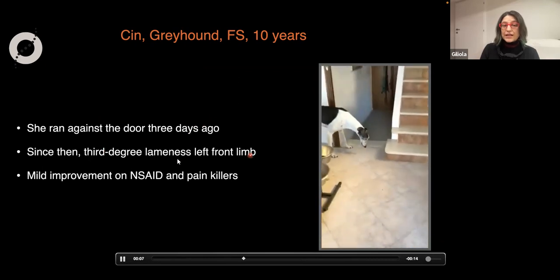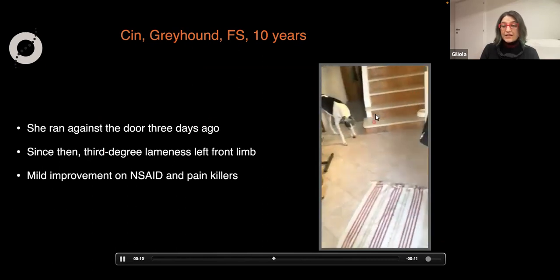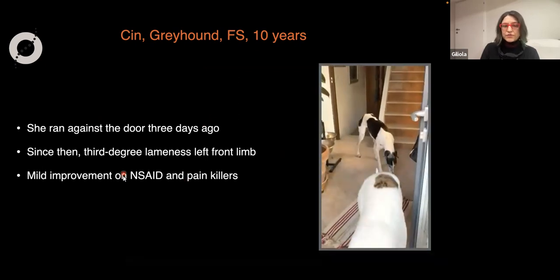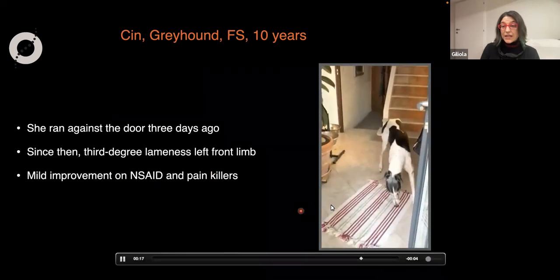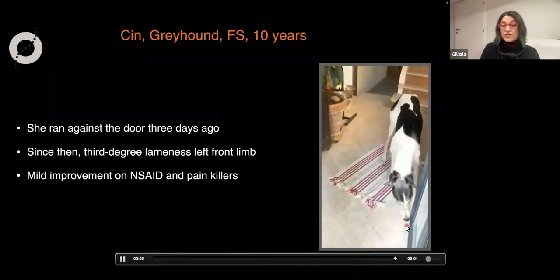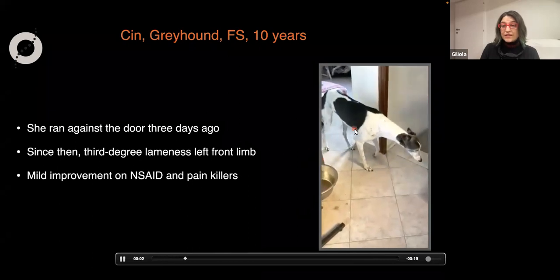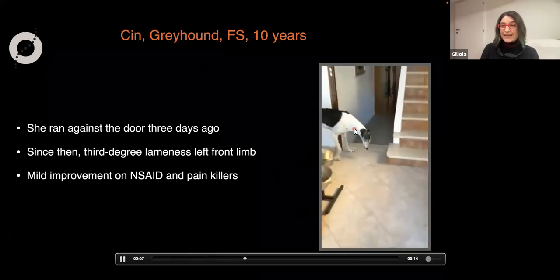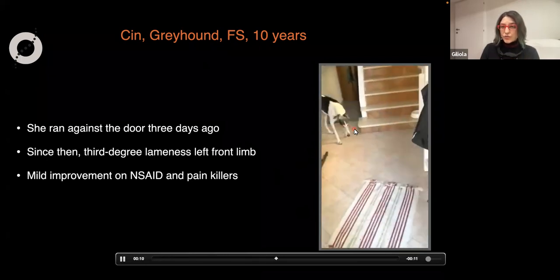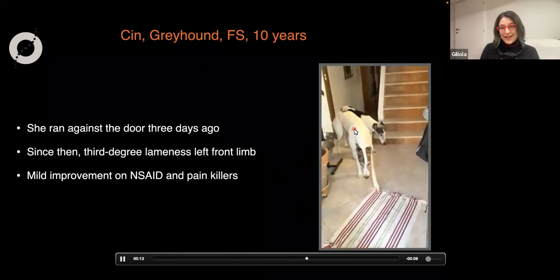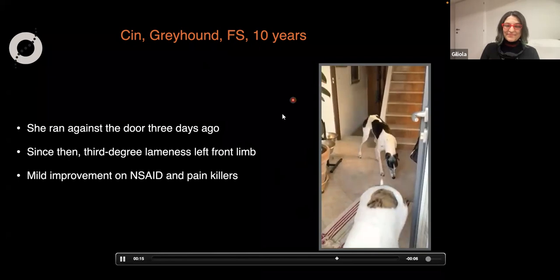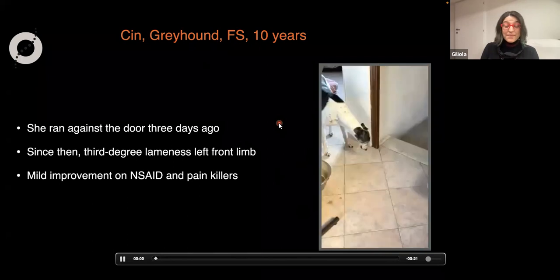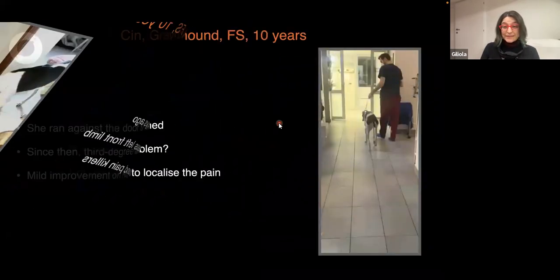And she's 3rd-degree lame. You see how much pain this dog is in. She's really only minimally responding to non-steroid anti-inflammatory drugs and painkillers. And the way she's walking, the referring vet is worried that there could be some neurological damage because she's really showing a lot of problems walking. We know that greyhounds can be a little bit difficult to examine because you get close and they start to scream because they're scared of pain.